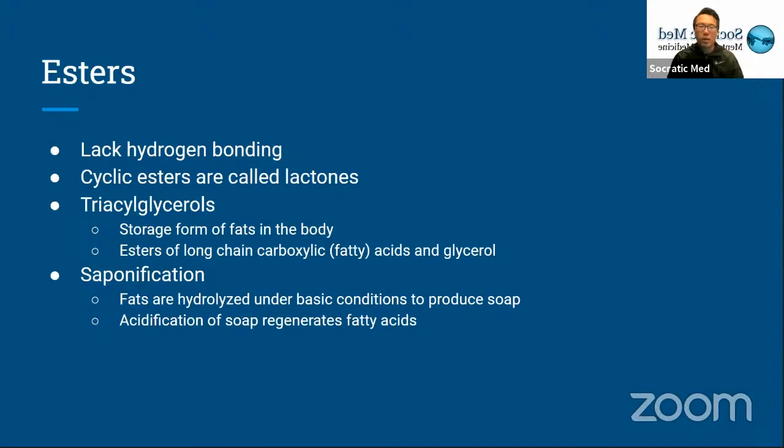The most common form of an ester in our body is triacylglycerols. This is the storage form of fats in our body. These are esters formed from long-chain carboxylic fatty acids and glycerol. Glycerol is the alcohol group, and the fatty acids are the carboxylic acids. When the two react with each other, they form triacylglycerols, which are a form of ester.